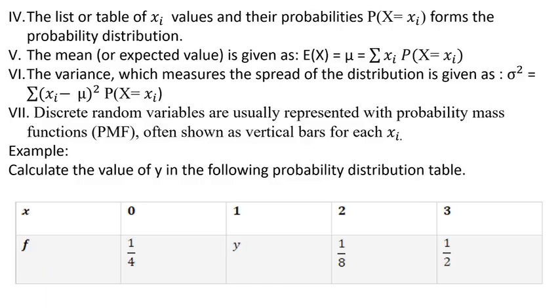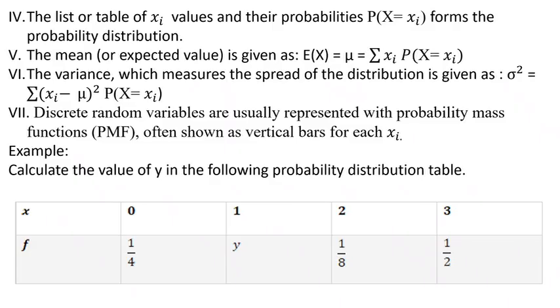The list or the table of our xi, that is, when we are talking about tossing 3 coins: when our x equals 0, we have tail, tail, tail. When our x equals 1, we have just one head. When our x equals 2, we have 2 heads. And when our x equals 3, we have 3 heads. So this table or list of xi values and their probabilities forms the probability distribution.